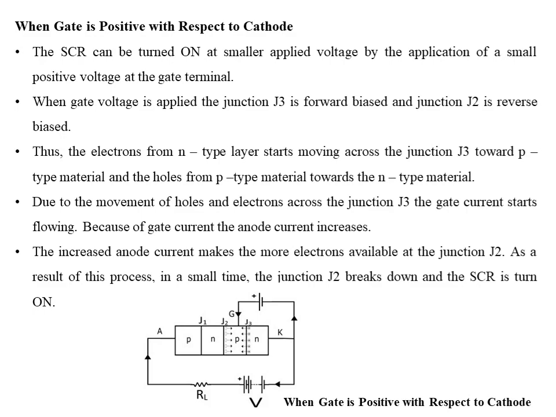Due to the movement of holes and electrons across the junction J3, the gate current starts flowing. Because of the gate current, the anode current increases. The increased anode current makes more electrons available at the junction J2. As a result of this process, in a small time, the junction J2 breaks down and the SCR is turned on.